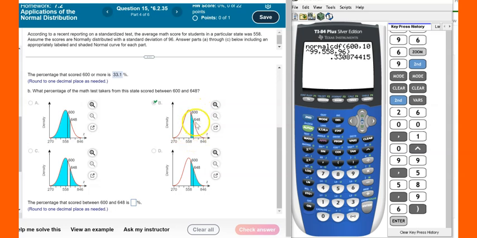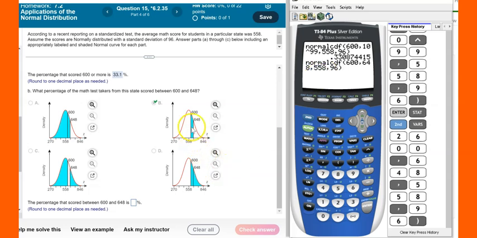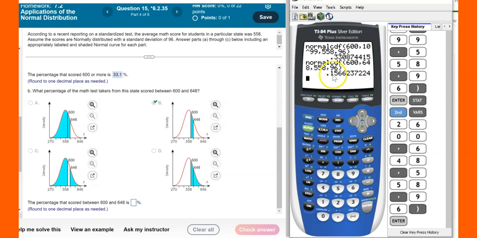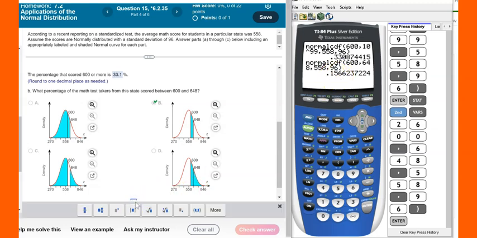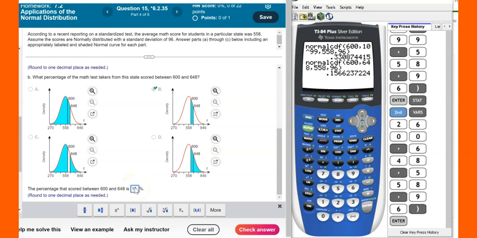To find the area, you have the lower bound 600, upper bound 648, and the mean and standard deviation you have, put that in the calculator. Now I'll come back after I put in the calculator. Okay, I put this information in the calculator on normal CDF. Lower bound 600, upper bound 648, 558 is the mean, standard deviation 96, close parenthesis, enter. I get the area 0.1566. If you round it to one decimal, you get 15.7%. Okay, as a percentage, you get 15.7%.